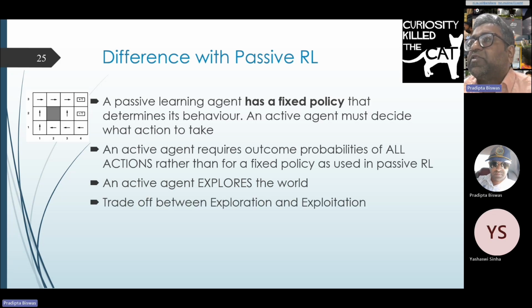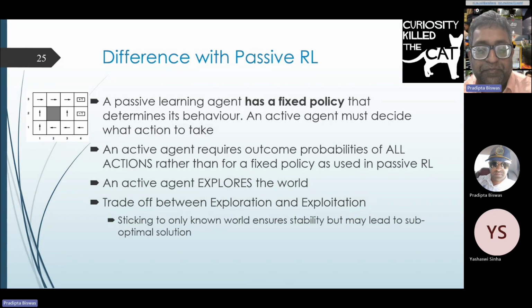But then there is a trade-off between exploration and exploitation. Exploitation means that it will keep on doing the thing which it was doing before, and exploration means it will go to newer states. This may sound a bit philosophical because it's very similar to what we do in our regular life also.